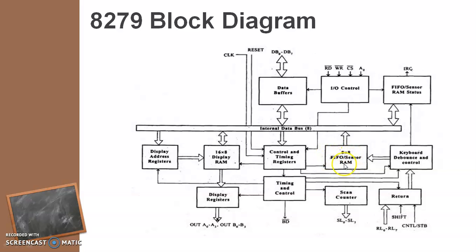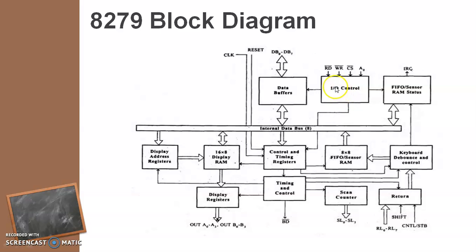So once the FIFO sensor RAM data has been entered, the status of your FIFO sensor RAM is immediately updated. It is no longer empty. Then an interrupt request is immediately sent to your 8086 processor so that the processor can come and read the key that has been pressed.